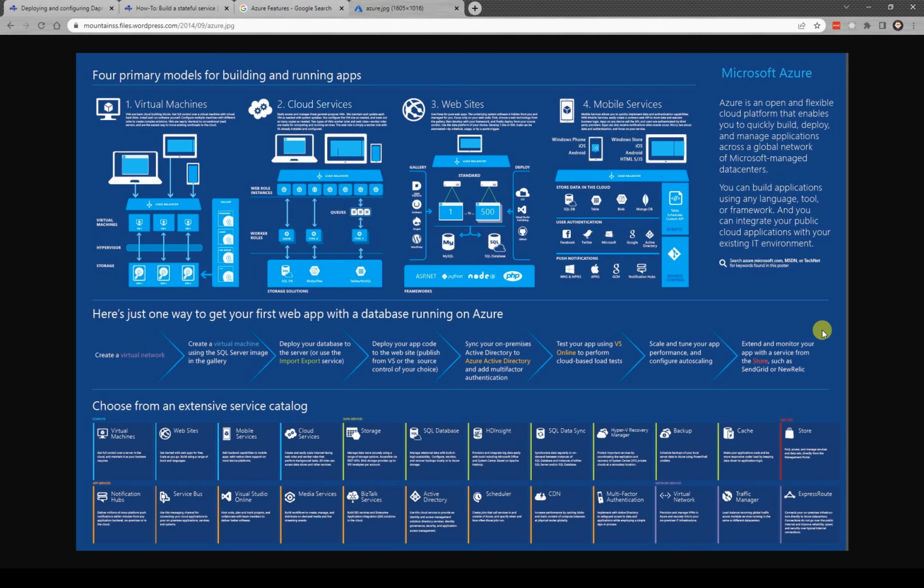This is probably 5% of what is actually on Azure, and the other cloud providers are just the same. Now, I'm not saying that Azure is better. In fact, I'm not. I'm just showing this as an example.